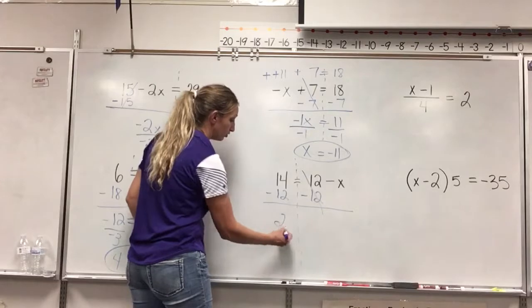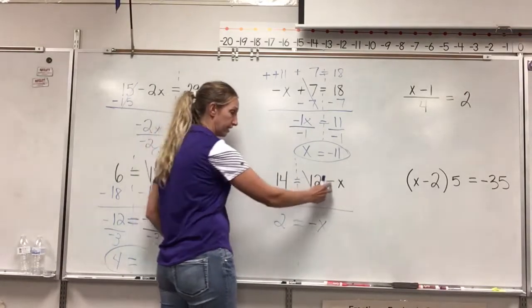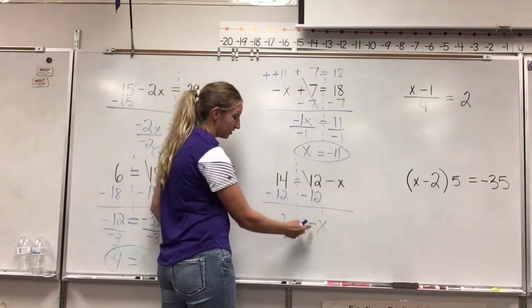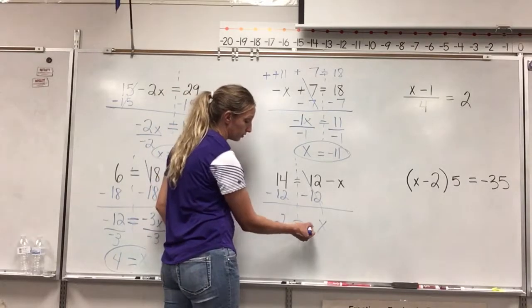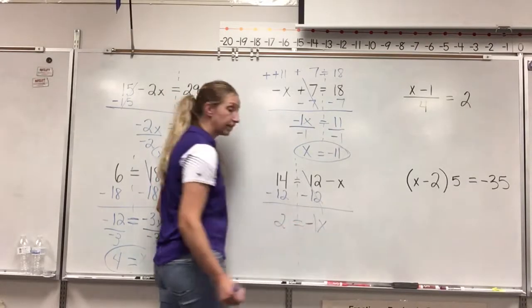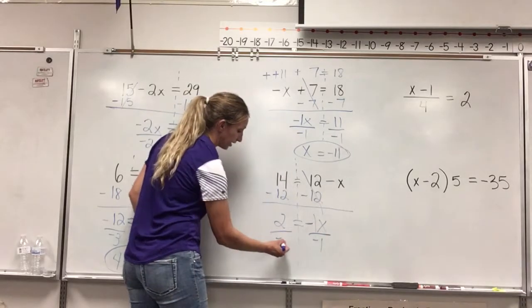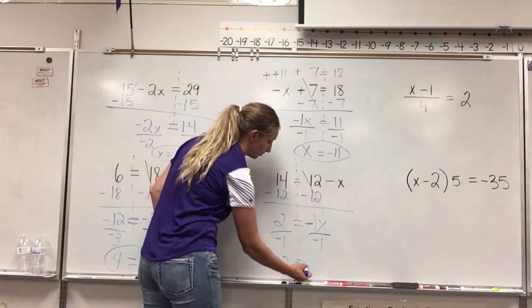So now I'm at 2 equals, and over here I still have a negative x. That negative sign doesn't just go away, it's still there. Well, there's not a number here, so how do I handle that? Well, there is a number, we just don't always write it. It's a negative 1. So now you divide by negative 1, divide by negative 1. 2 divided by negative 1 is negative 2.